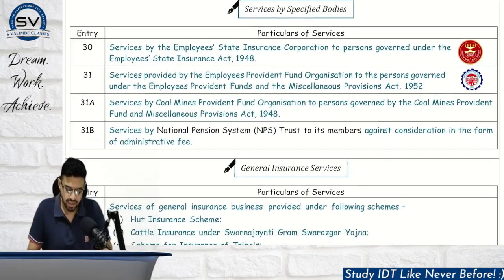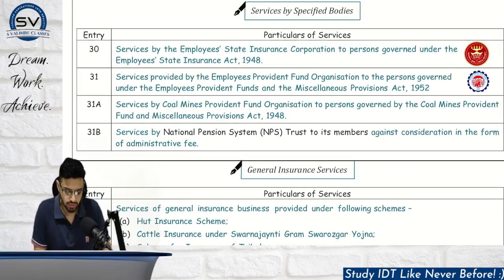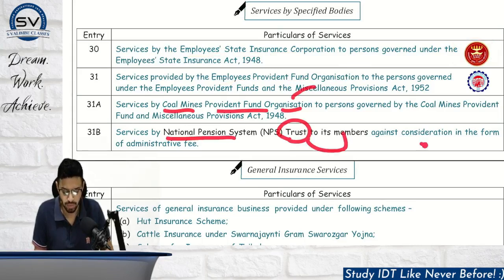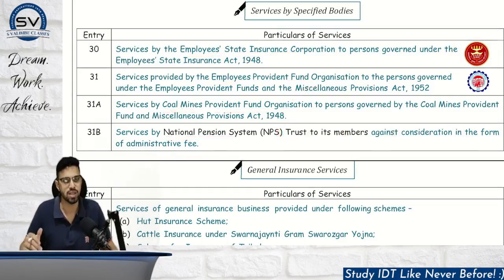Next, specified bodies. So basically the services are provided by 4 specific organizations. First, Employee State Insurance Corporation. Second, Employee Provident Fund Organization. Next, Coal Mines Provident Fund Organization and National Pension System Trust to its members against the consideration in form of administrative fee. So whatever fee it is being charged by the members of the NPS trust. So no GST, and these are specified governmental bodies.